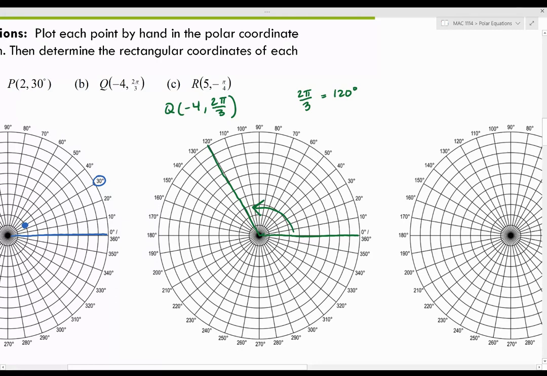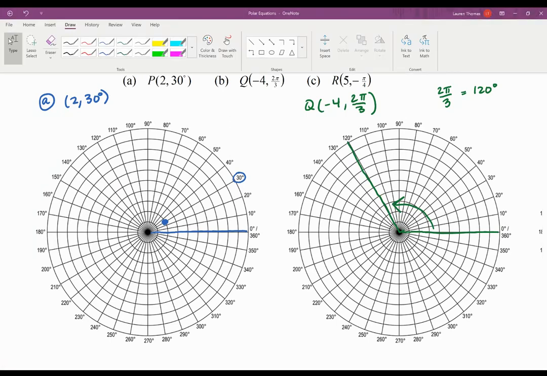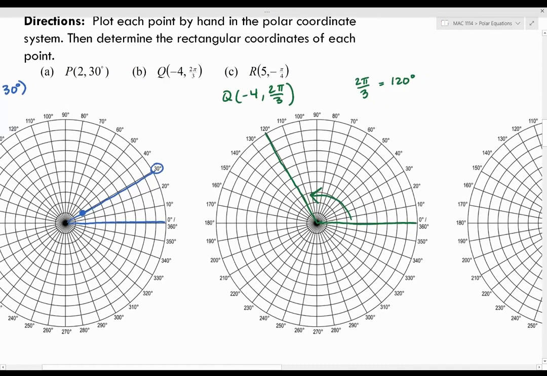on this ray. So if you look at the first one that we did, when I had 2 and 30 degrees, I rotated to 30 degrees, but because r was positive, I walked along the ray where my angle was. Now, in this situation for the second one, because r is negative, I am not going to walk forward on this ray. I'm going to walk backwards in the opposite direction. So this ray would extend this way, if I'm walking backwards, and I'm going to take 4 steps on that ray. So 1, 2, 3, 4 is where that point would be.